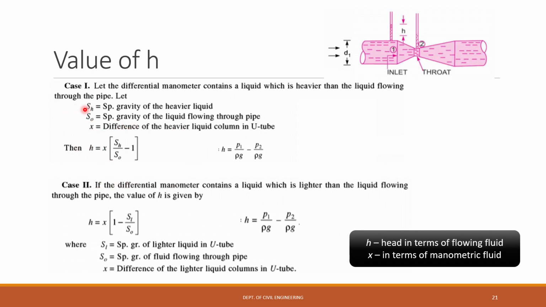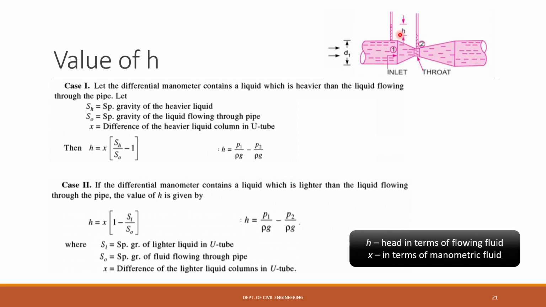What is SH? SH is the specific gravity of the heavier fluid. The heavier fluid will be in the manometer. In the example that I gave you, mercury is in the manometer, so SH will be the specific gravity of mercury. Then SO is the specific gravity of the flowing liquid. Inside the pipe, some liquid will be flowing, say water, so SO is the specific gravity of water. Using this expression, you can find H.